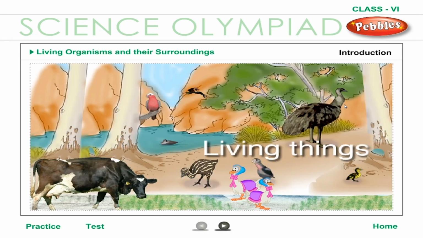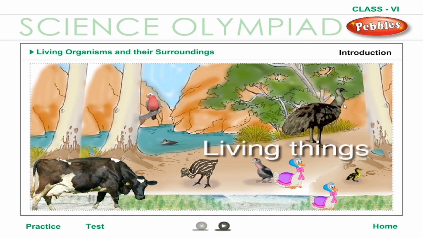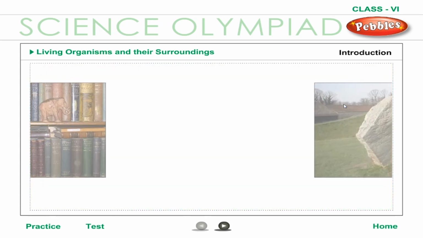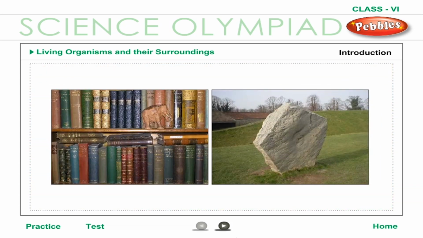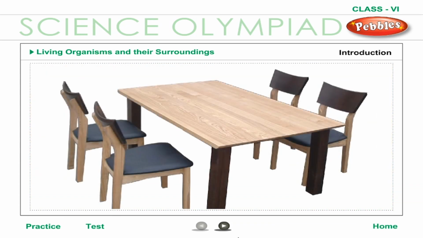Things around us. Introduction. There are millions of different things in the world around us. These things differ in many ways. Some of these objects are alive and some are not. People, cow, sparrow, and tree are alive. But books, stones, chairs and tables are not. In this chapter, we will study the characteristics of living things and non-living things.